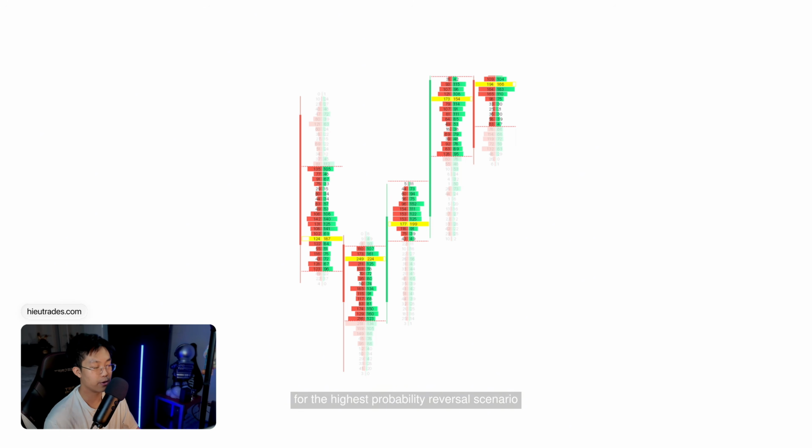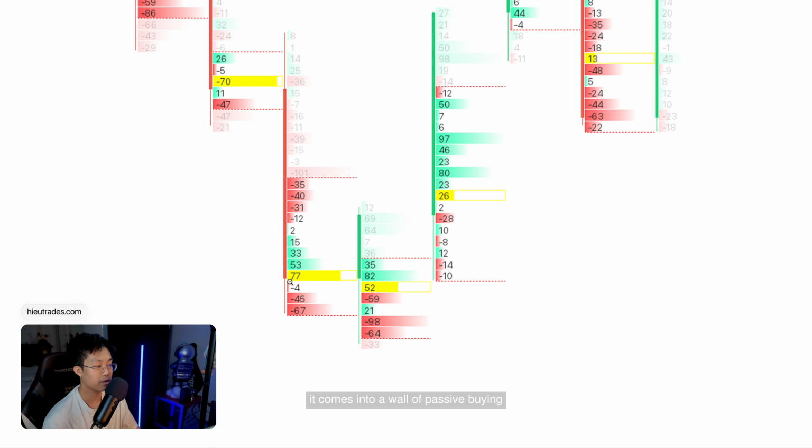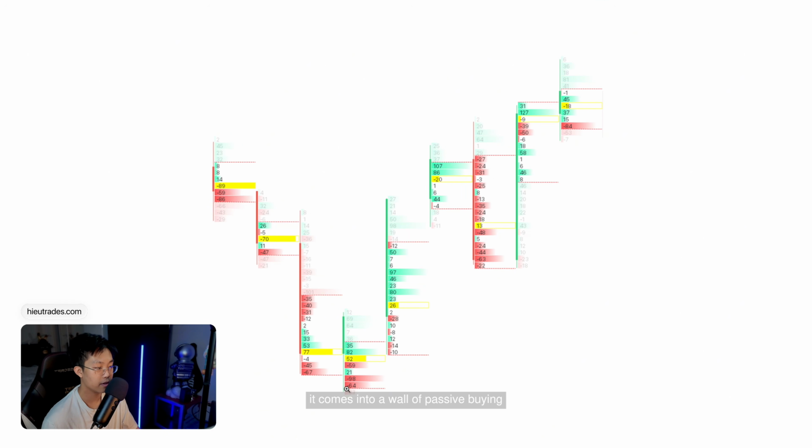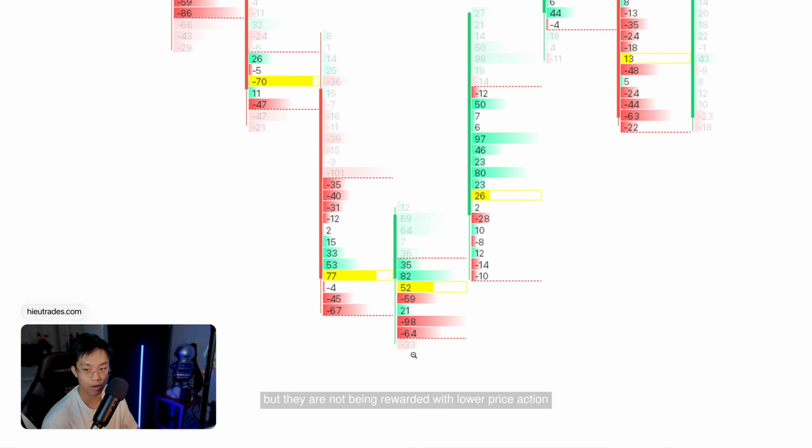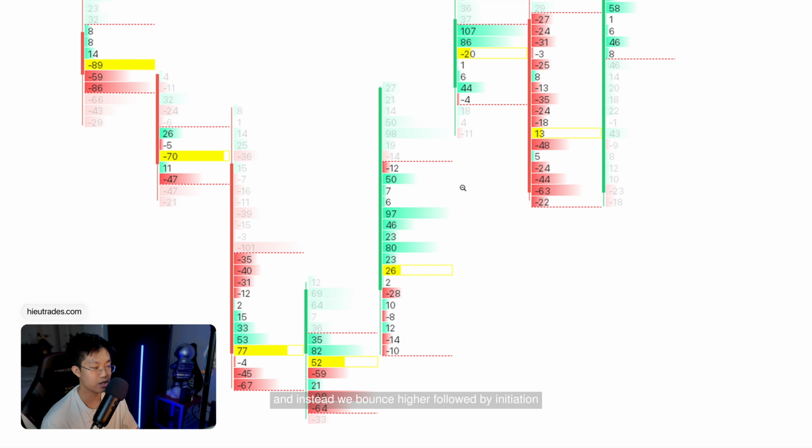But a sequence of things for the highest probability reversal scenario would be you start getting your exhaustion, right? Seller starts fading. It comes into a wall of passive buying. So even though sellers are fading, they are still in control, but they are not being rewarded with lower price action. And instead, we bounce higher, followed by initiation. So when you utilize those three concepts together, your reversals will become extremely powerful.